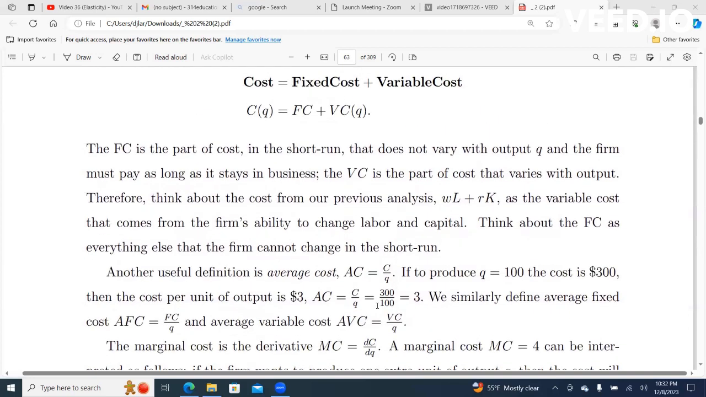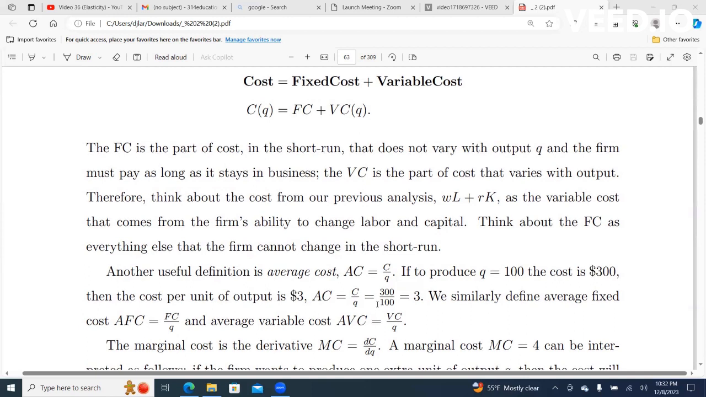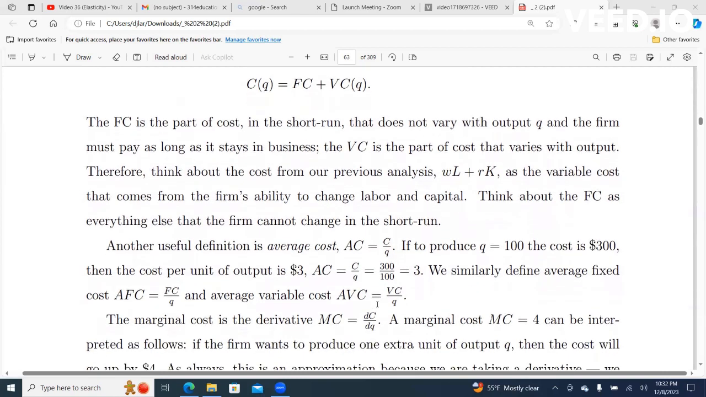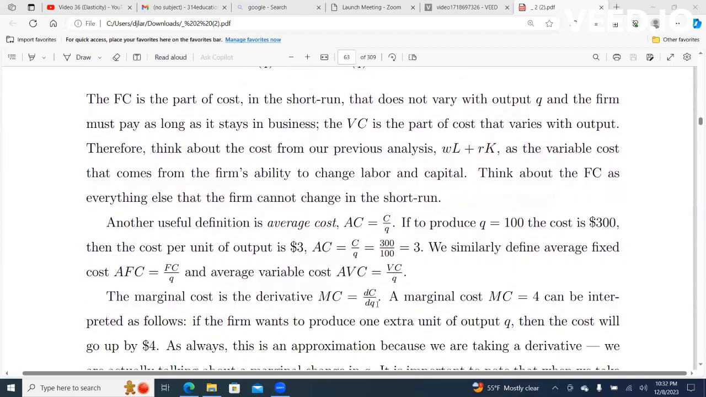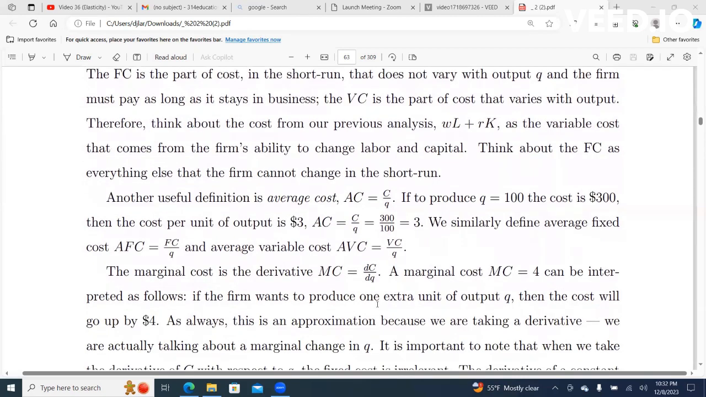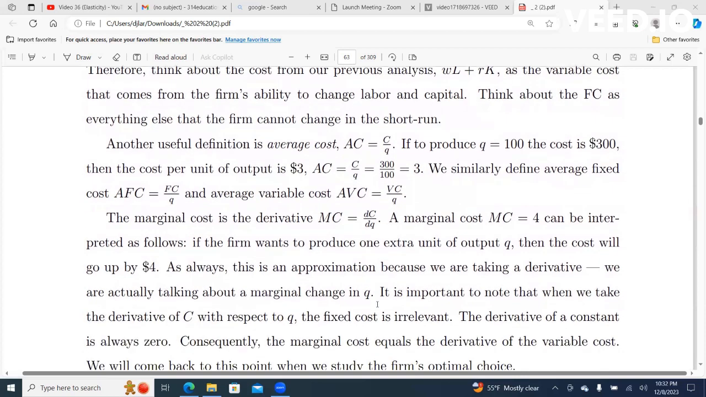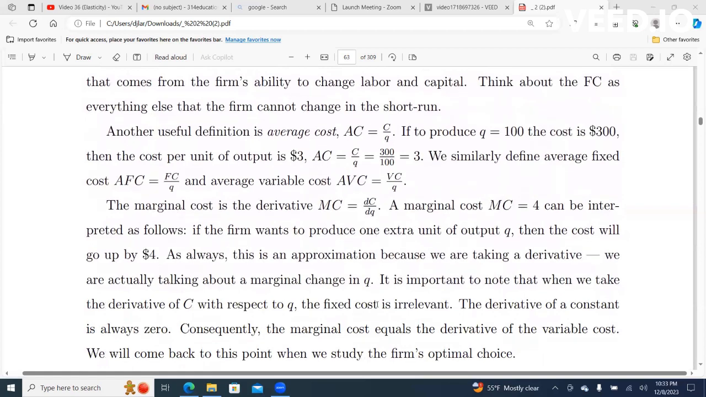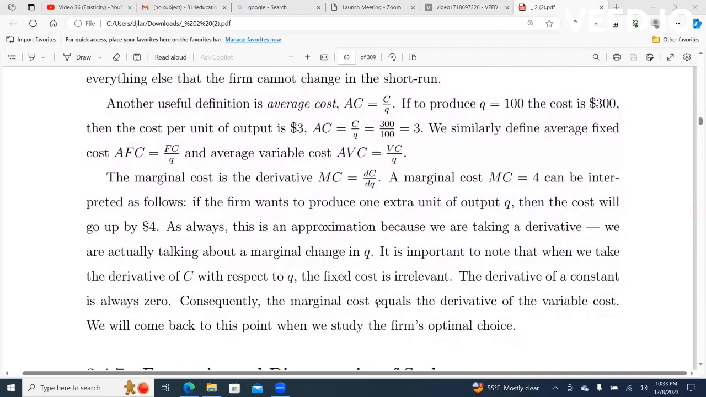Okay, so the fixed cost is the part of cost in the short run that does not vary with output Q, and the firm must pay as long as it stays in business. The variable cost is the part of cost that varies with output. Therefore, think about the cost from our previous analysis. So that's cost, wage times labor plus rent times capital, as the variable cost that comes from the firm's ability to change labor and capital. Think about fixed cost as everything else that the firm cannot change in the short run.